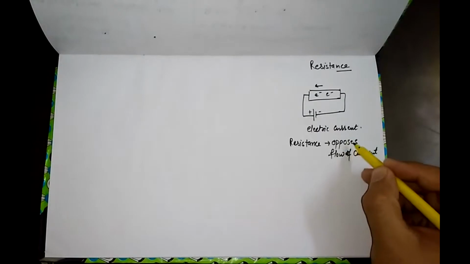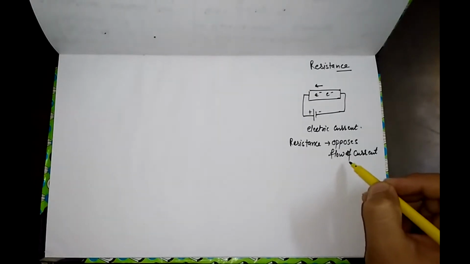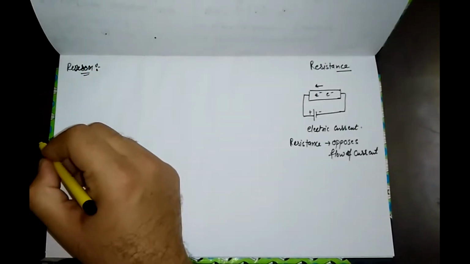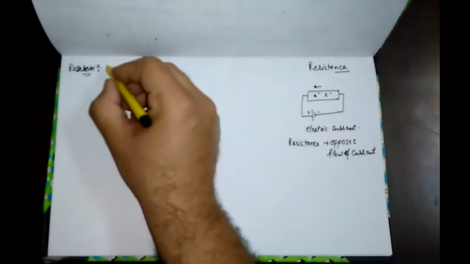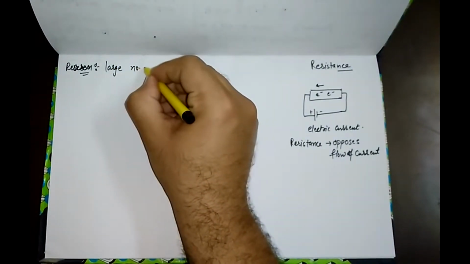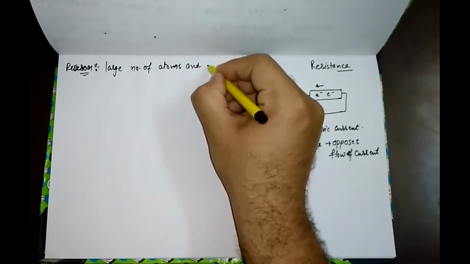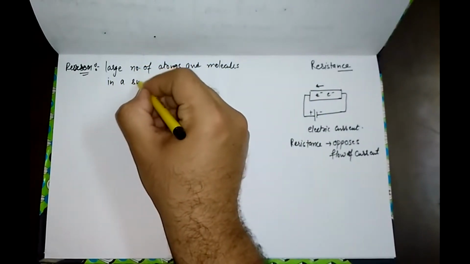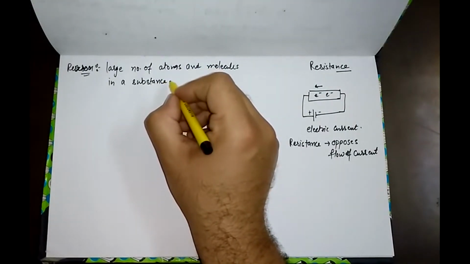This opposition to the flow of current occurs because of the presence of a large number of atoms and molecules in a substance through which current flows. What is the reason behind opposition to current flow? It is because of the large number of atoms and molecules in a substance through which current flows.